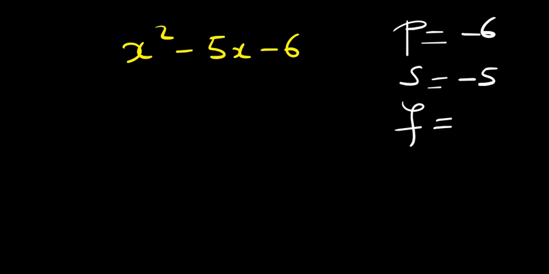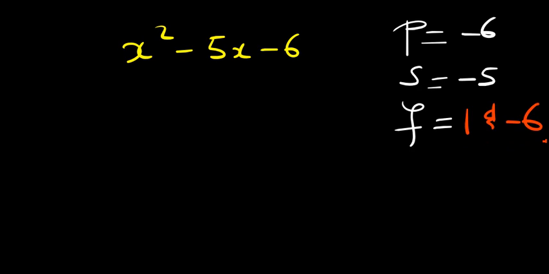Therefore, we're going to look for two numbers. When we multiply them, they'll give us a negative 6. But when we add those same numbers, they'll give us a negative 5. So you'll be able to realize that 1 and negative 6 are able to achieve that. If we multiply these, they're going to give us a negative 6. But if we add them, we're going to have a negative 5.